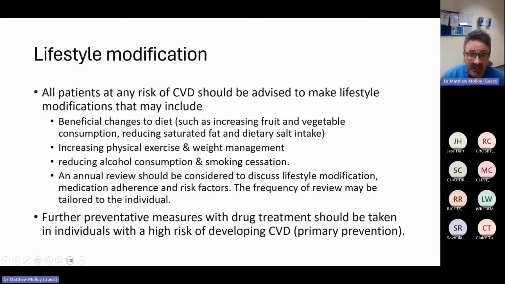So, lifestyle modifications. All patients at any risk of cardiovascular disease should be advised to make lifestyle modifications that may include beneficial changes to diet, so increasing fruit and veg, reducing saturated fat and reducing dietary salt intake, increasing physical exercise and weight management.